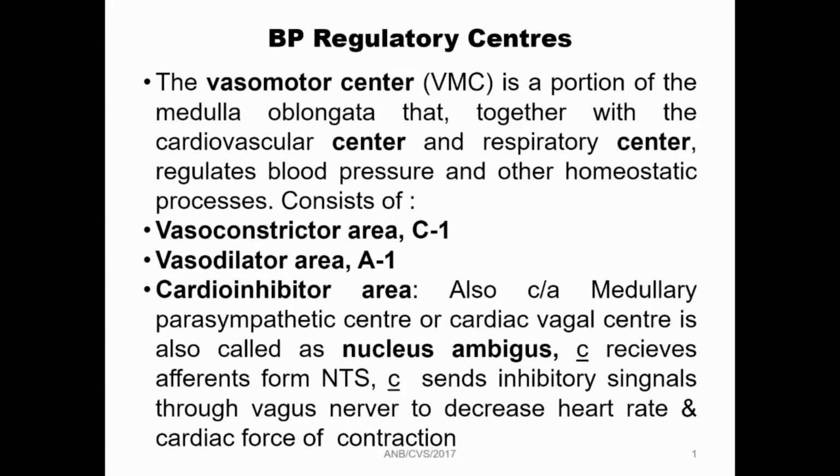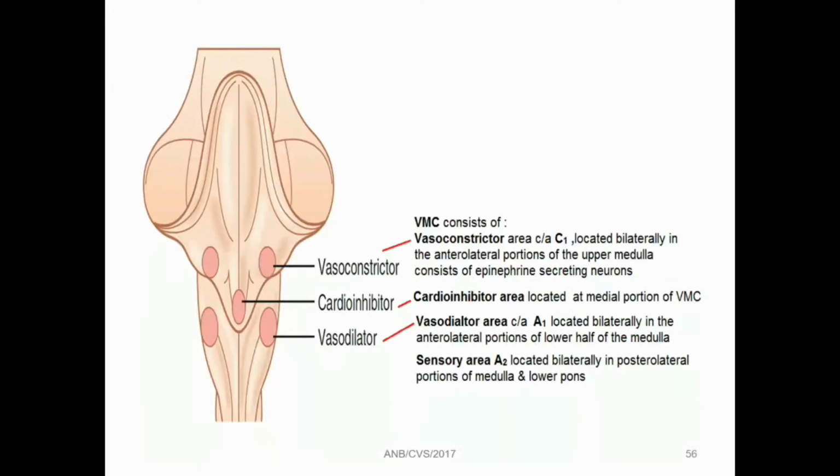Just try to understand here: the vasoconstrictor area mostly helps to increase blood pressure. The vasodilator area causes vasodilation and helps to decrease blood flow and blood pressure. And the cardio-inhibitory area is nothing but the area which sends inhibitory signals through the vagus nerve to decrease heart rate and cardiac force of contraction. Now, where are all these structures situated?